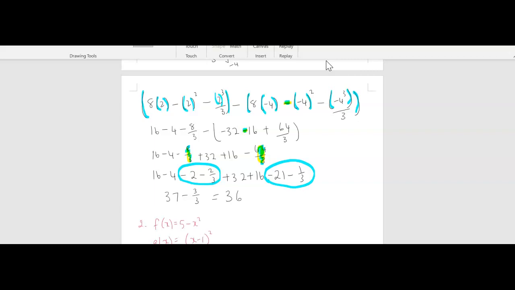So you bring all your integers together and you'll get 37. And then your 2 fractions, -2/3 minus 1/3 gives you -3 on 3, which is 1. And there's our answer, 36. And in the previous video, I did check it on the calculator and it is 36, which is pretty awesome.